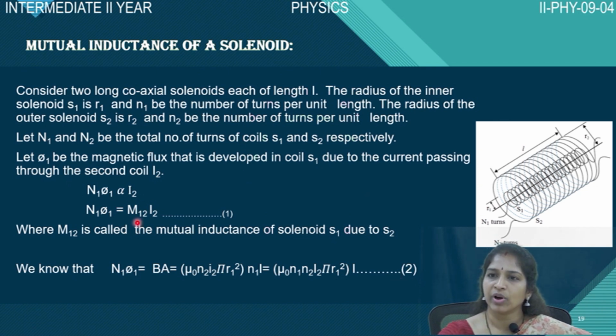From equation 1, we got N1 phi1 as M12 I2. From equation 2, I got N1 phi1 as mu naught n1 n2 I2 pi R1 square L. So we can compare these two equations. If I compare these two equations, we get M12 I2 equals mu naught n1 n2 I2 pi R1 square L.